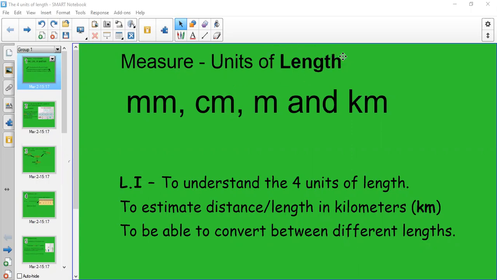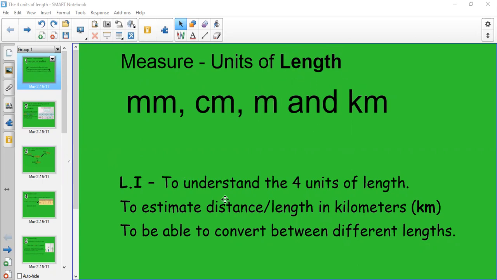We are specifically looking at length today. So remember, length is measuring from one side to the other, it's looking at distance, and we are focusing on, again, millimeters and centimeters, but I'm also going to introduce to you meters and kilometers because it's important to know these two units of length as well.